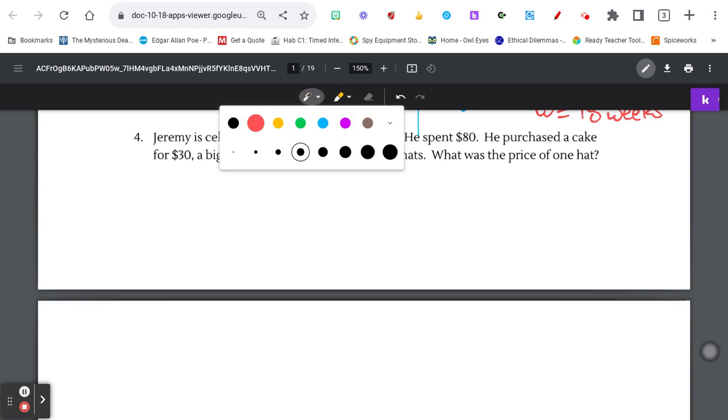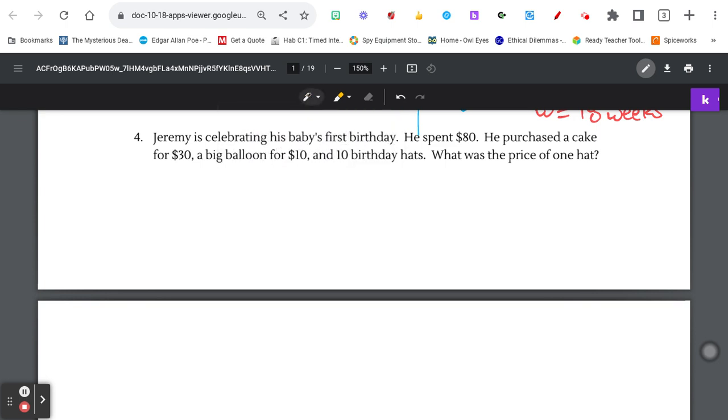All right, this is what you should have for number 4. Jeremy is celebrating his baby's first birthday. He spent $80, so we know that this is what he spent in all. That's important. He purchased a cake for $30. He had a big balloon for $10, and then 10 birthday hats. What was the price of just one hat, or the price of each hat?